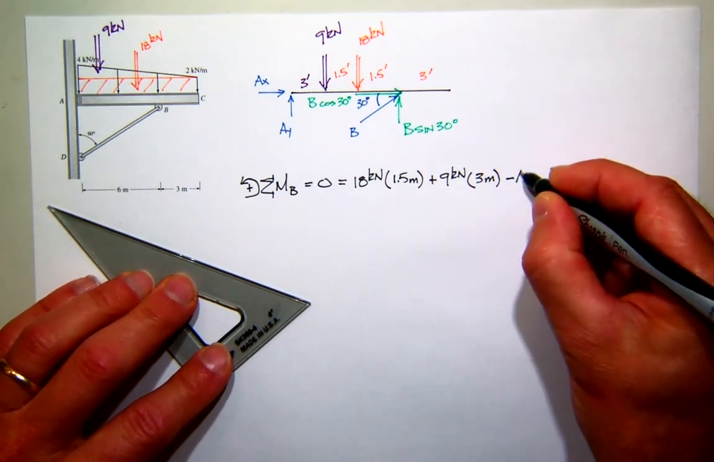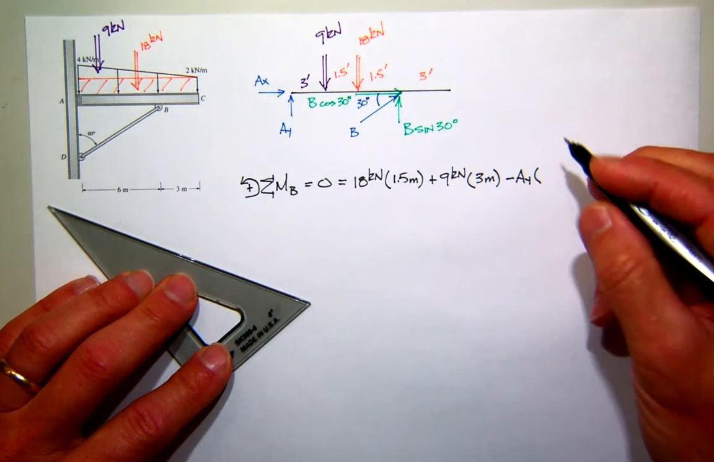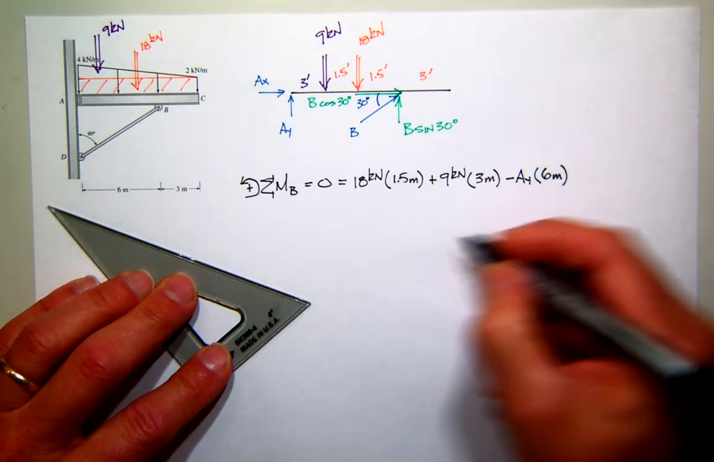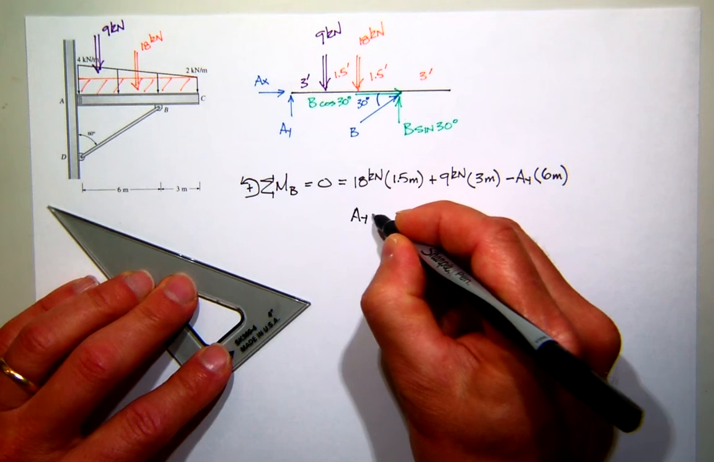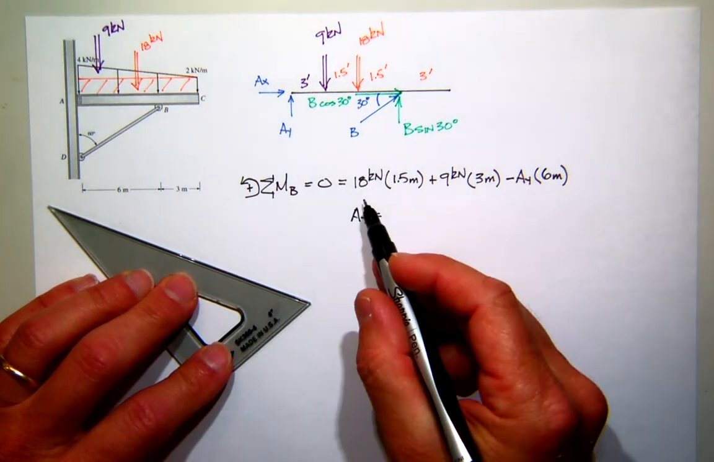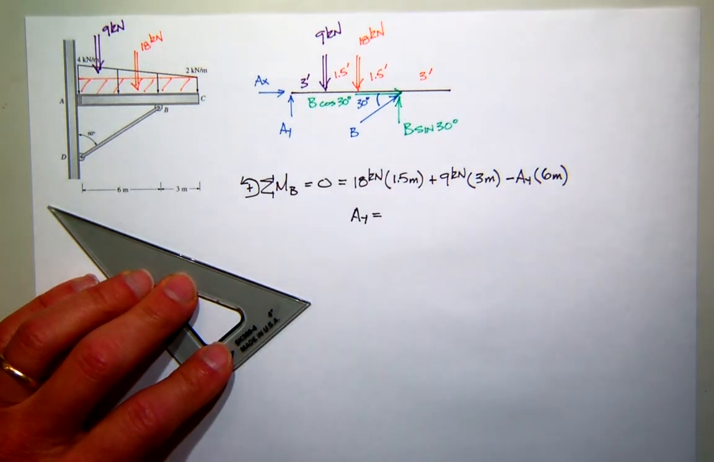Negative. And what's its moment arm? 6. So we should be able to solve for AY. 4.5 and 3, 9. I'm guessing.